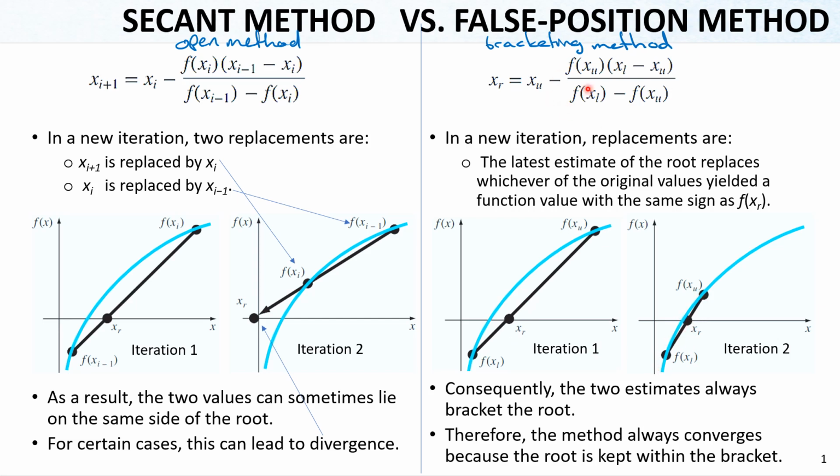So this is very similar to this. The difference of bracketing the root makes this converge to the root much faster. And that's why the method always converges, because the root is kept within the bracket. This is important. So there can be divergence here, but this will always actually capture the root because it's bracketing. These are the differences between secant and false position.